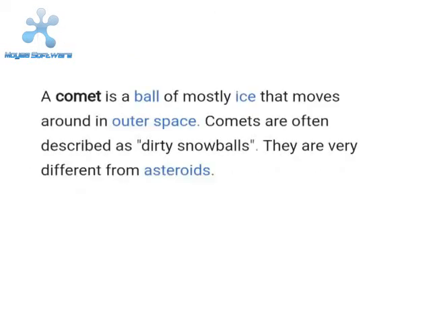A comet is a ball of mostly ice that moves around in outer space. Comets are often described as dirty snowballs. They are very different from asteroids. So this means that comets are balls of ice and they only move around in outer space, and comets are often described as dirty snowballs. Okay, so comets are dirty snowballs and they are very different from asteroids.